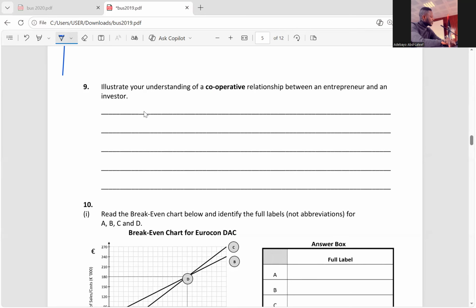So the relationship between an entrepreneur and an investor is a cooperative relationship. Are you with me? Yeah. When we talk about a cooperative relationship, we're simply talking about a relationship that brings about mutual benefits. And here I wrote, the relationship between entrepreneur and investor is a cooperative relationship, which is a win-win situation. That's why I call it mutual.